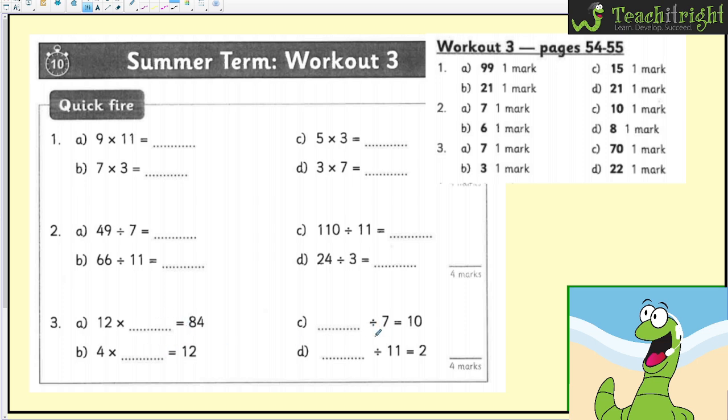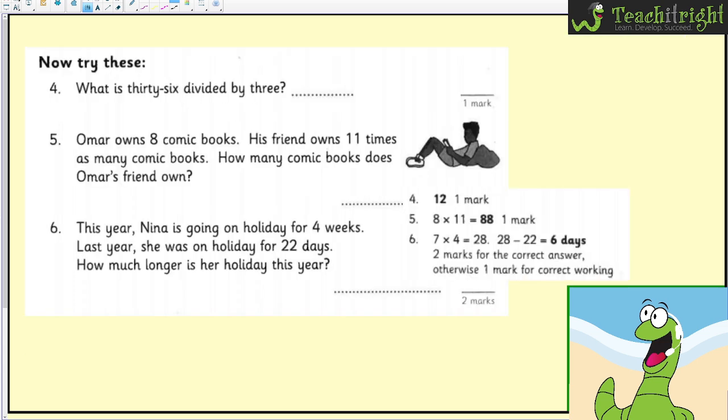And these are the divisions. So what divided by 7 is 10? So it's 70 divided by 10. And 22 divided by 11 equals 2. So 70 and 22 for these last ones. What is 36 divided by 3? Well, that's 12. Omar owns 8 comics. His friend owns 11 times as many, so that's going to be 8 times 11, which is of course 88. That's 12, we can write that in.